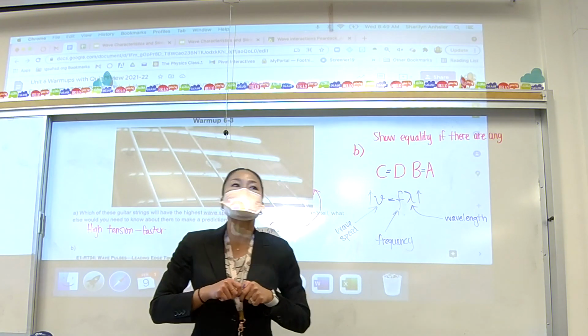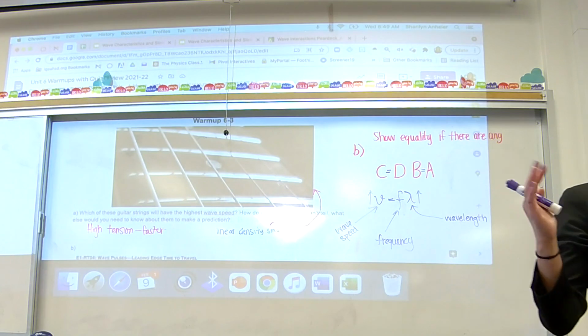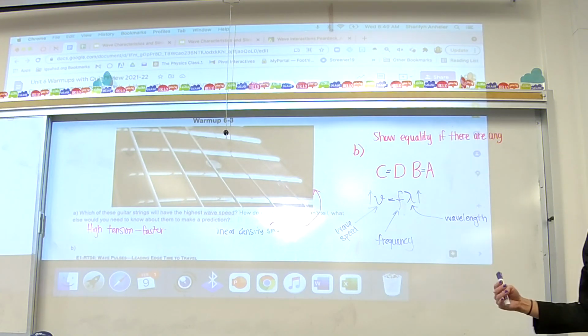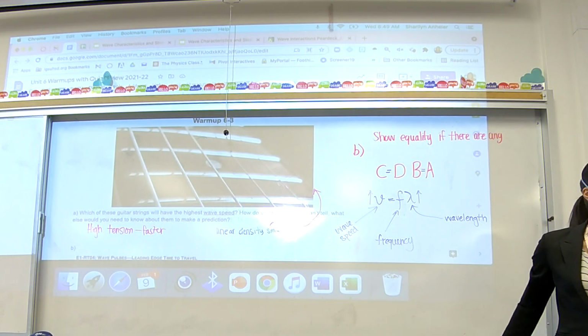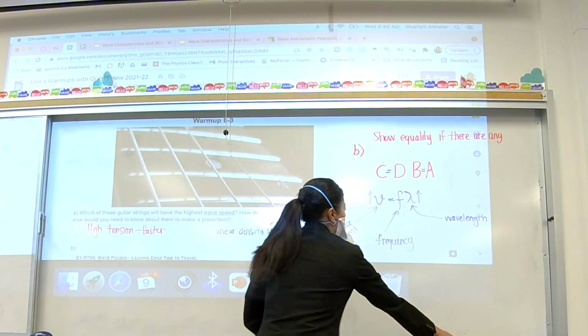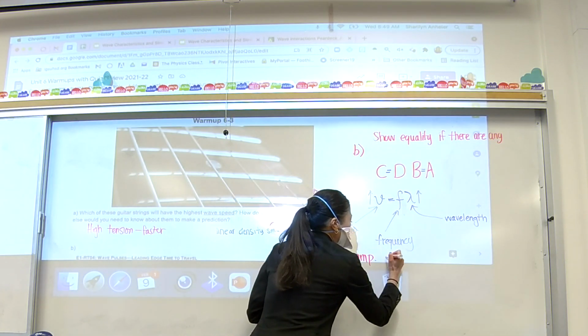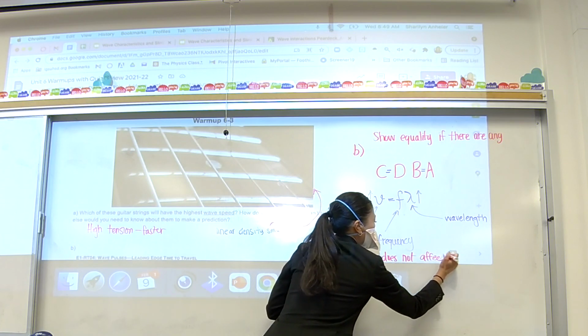And if you think about the fact that they're bigger waves, the front of that wave is going to reach the end a lot faster just because the wave itself is much longer. Any questions on this? So I want to add something here. Amplitude does not affect speed.